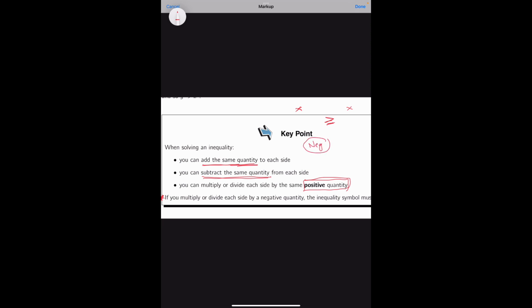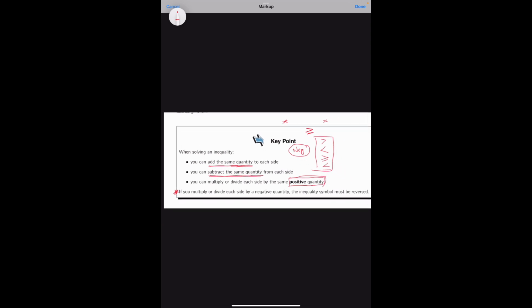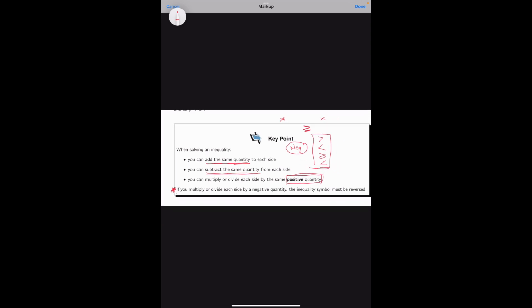When you're multiplying or dividing by a negative number, you have to flip the inequality sign. So in that case, greater than will become less than, or greater than or equal to will become less than or equal to. I'll explain this to you in the question. Anyways, I'll post this key worksheet. If you multiply or divide each side by a negative quantity, then the inequality symbol should be reversed. So less than becomes greater than, greater than becomes less than. Done. Let's start.